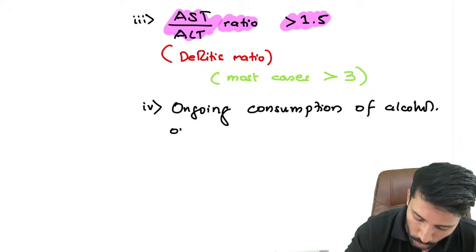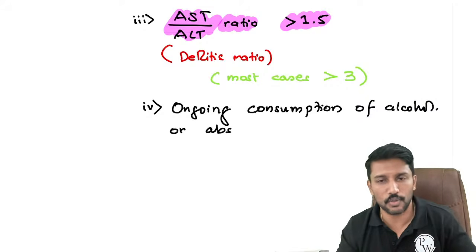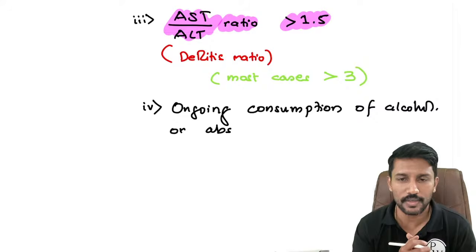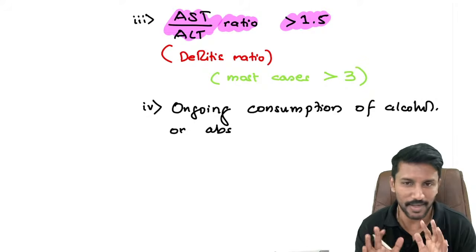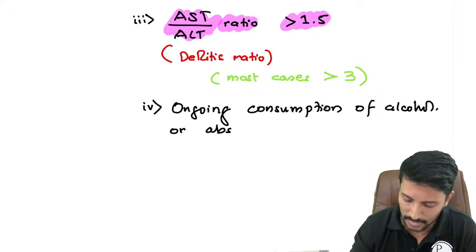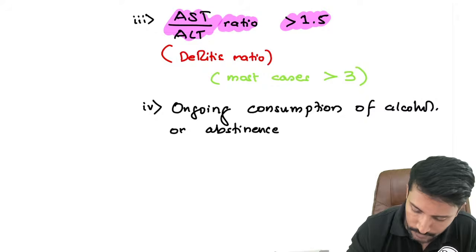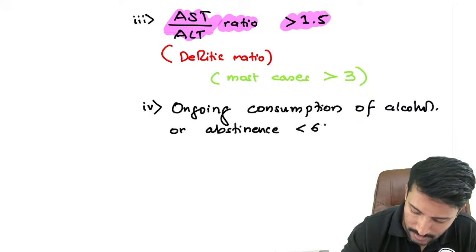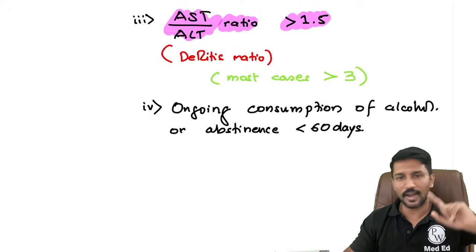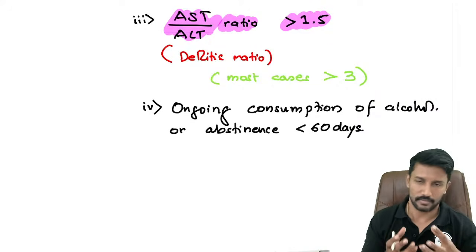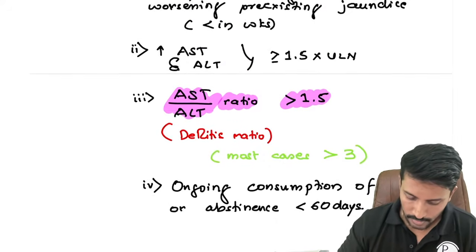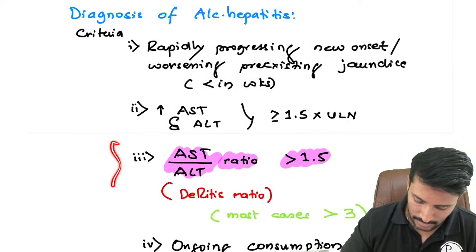Ongoing consumption of alcohol. And most of the time, what is the story? Patient will come and say sir, I have left alcohol, completely left. Since when have you left, sir? Since yesterday. I just didn't drink today, I left since yesterday sir, I won't drink further. That is not abstinence, right? So we will say abstinence within last 60 days. Means if the patient says that 3 months ago, 4 months ago I quit, then it can't be alcoholic hepatitis today, right? After a sudden increase intake of alcohol, this presents. Okay, so that is about the diagnostic criteria.